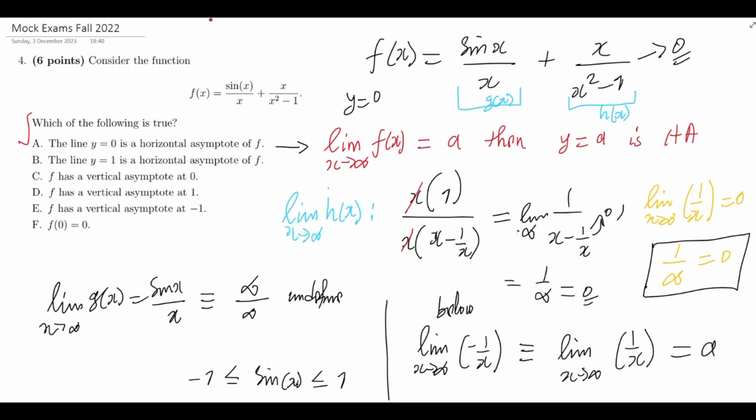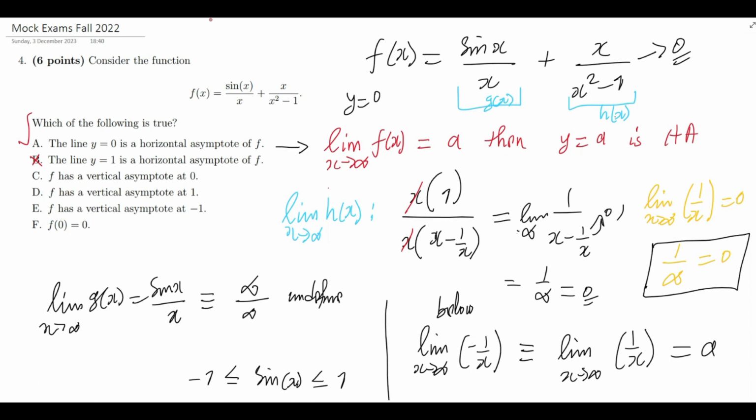And the second option B says that the line y equals 1 is a horizontal asymptote of f. I don't think this is correct. Why? Because we've just seen that y equal to 0 is our horizontal asymptote, and we didn't see any function of y equal to 1 to be the horizontal asymptote, so that is wrong.